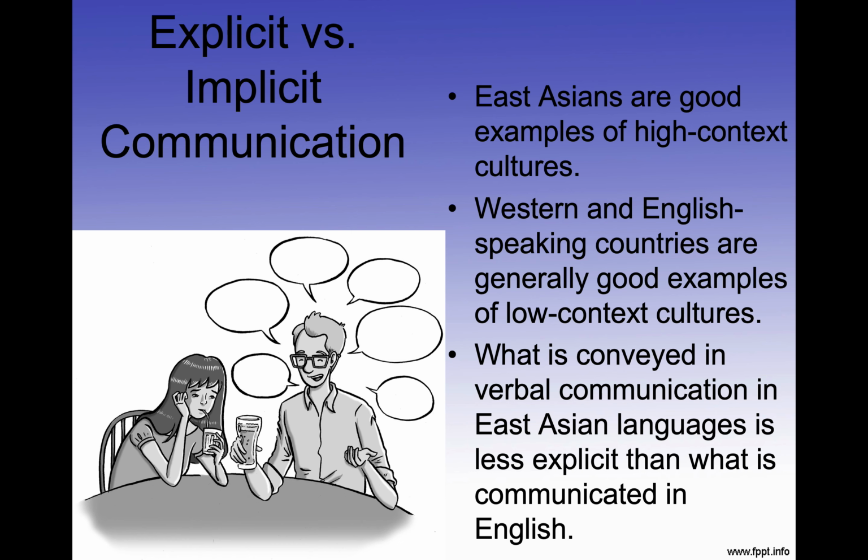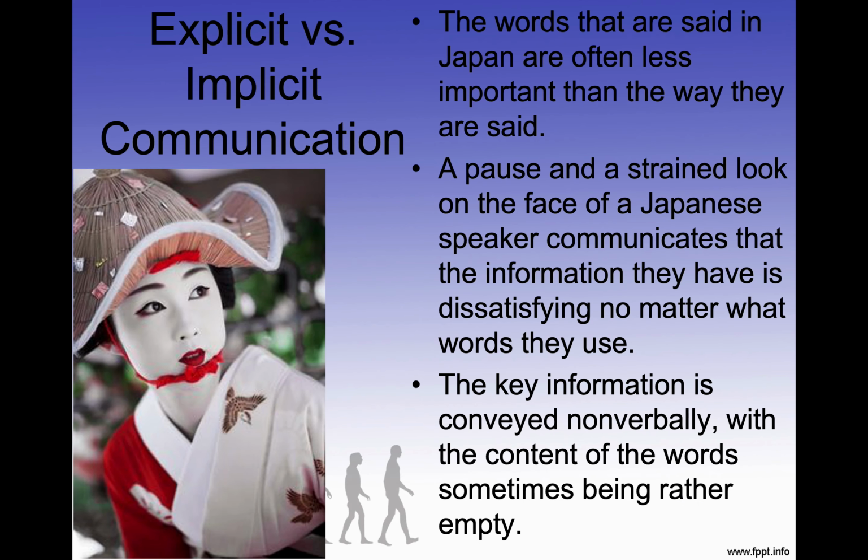They won't say anything. So as you can see from this picture, this is a Japanese lady and this is an American, and he's saying an awful lot of stuff, but he's not actually communicating anything. It's really kind of interesting. Now we're going to get into why the Japanese are having so much trouble with American GIs right now. The words that are said in Japan are often less important than the way that they are said.